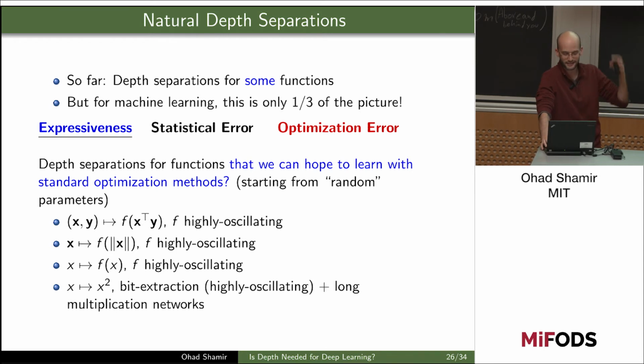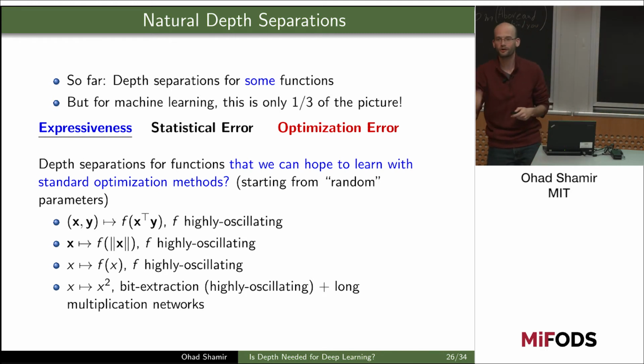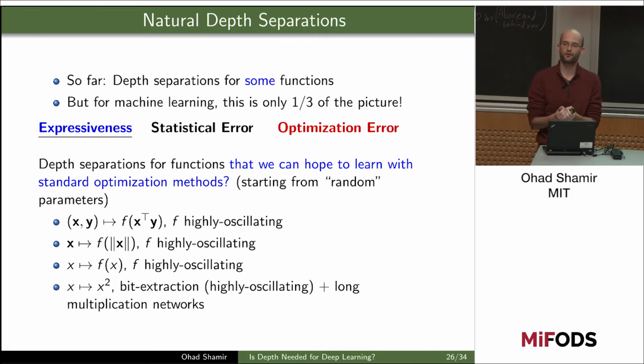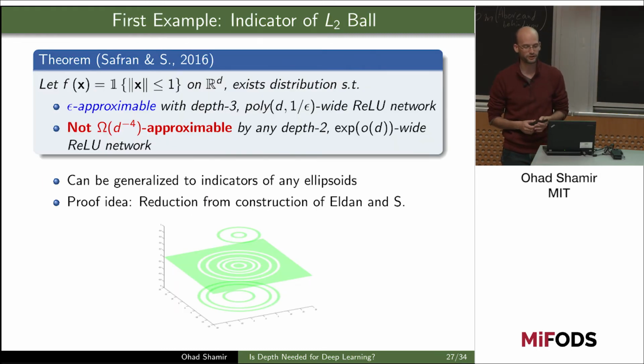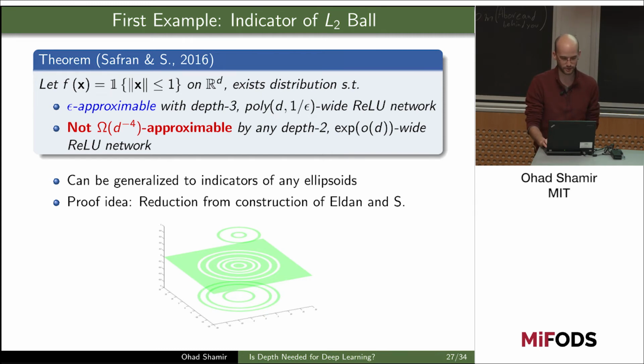So it's interesting to show depth separations, but what would be even more interesting is to show these results for functions which are natural, that I can actually expect to learn with gradient-based methods. It is possible to show some results along these lines. So maybe the first example is the function which is the indicator of an L2 ball. This is from a paper of mine together with Itai Safran. We showed that for this particular function, you get a separation of depth 3 and depth 2.